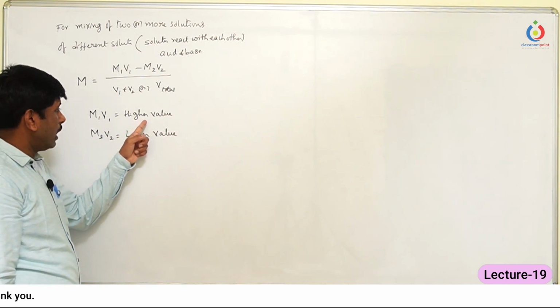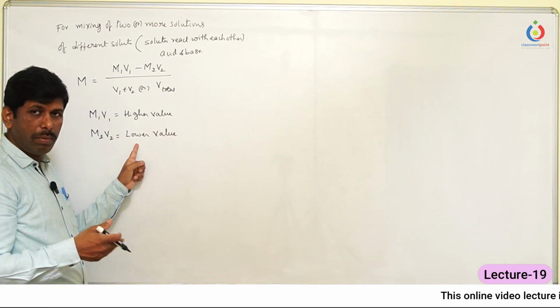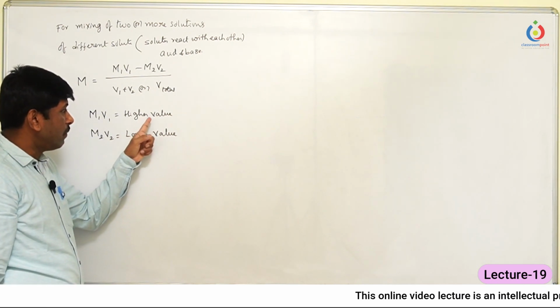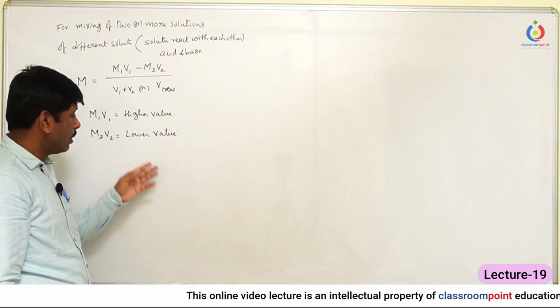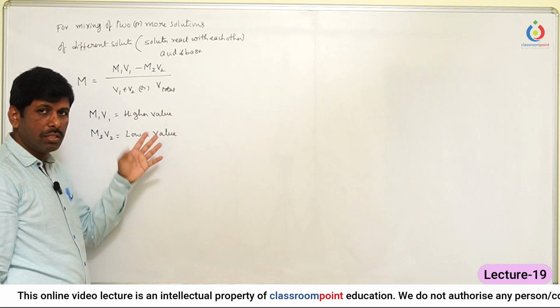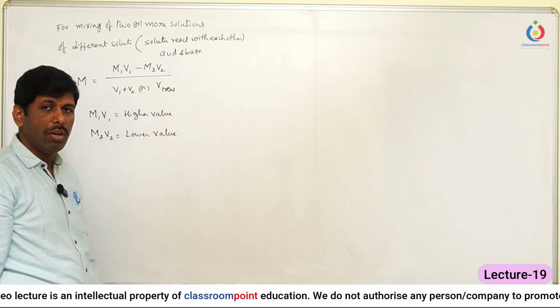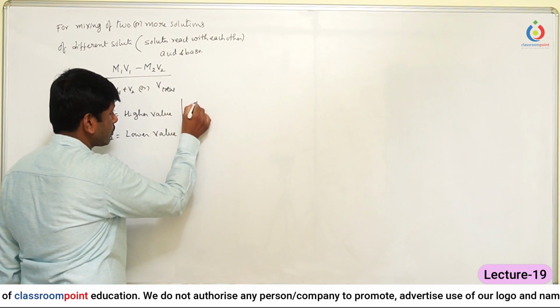So this higher value may belong to the acid or base. This lower value also may belong to the acid or base. If the higher value belongs to the acid, the solution is acidic in nature. If the lower value belongs to the base, then also it is acidic in nature. If the higher value belongs to the base, then it is basic in nature. So let us see here.